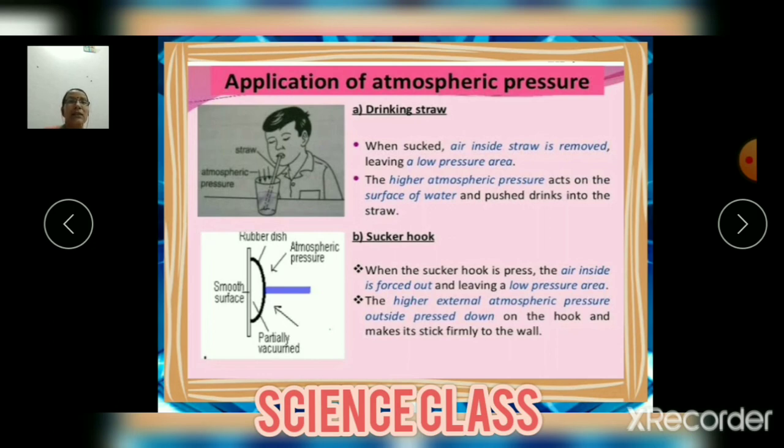A good example in our daily life, a very common electric appliance that we use, is the vacuum cleaner. You know very well how the vacuum cleaner works: pressure is created to suck in the dust particles.